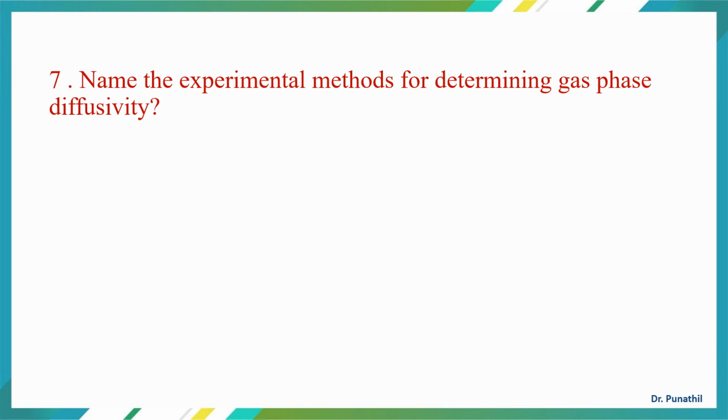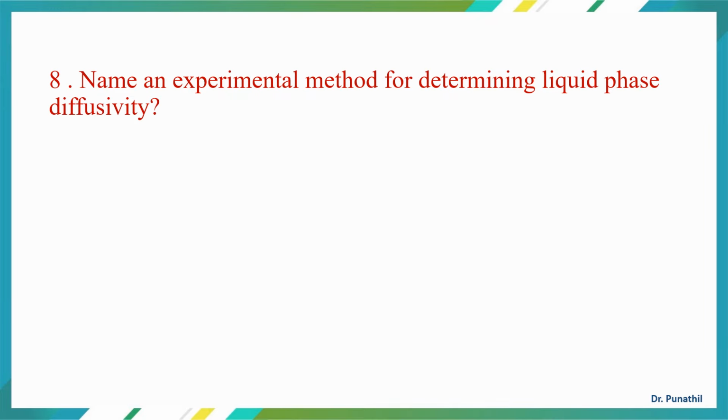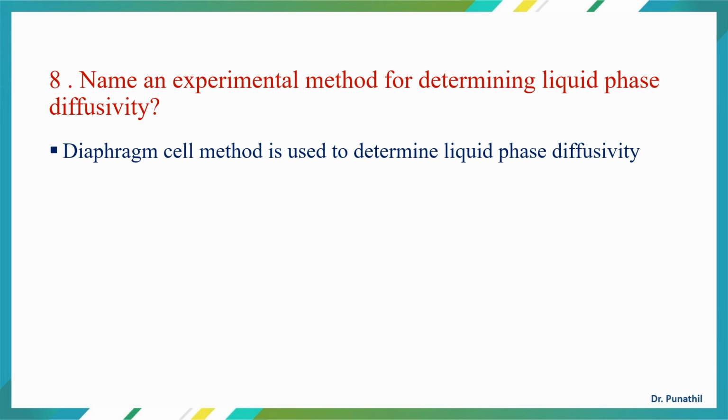Name the experimental methods for determining gas phase diffusivity. Twin bulb method, Stefan tube method are the two methods for determining gas phase diffusivity. Name an experimental method for determining liquid phase diffusivity. Diaphragm cell method is used to determine liquid phase diffusivity.